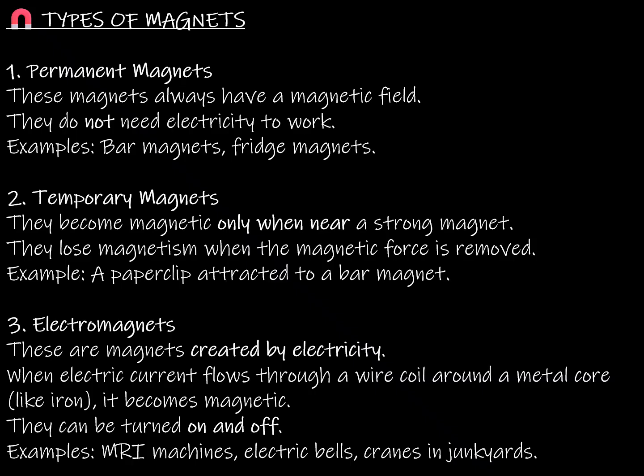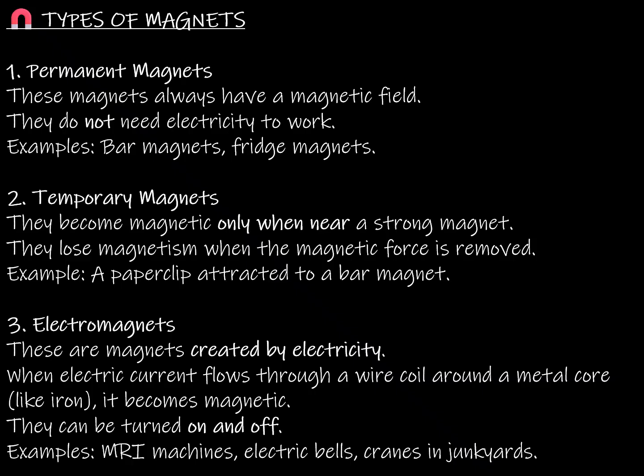Second on the list is a temporary magnet. Here a temporary magnet is made when a magnet comes near another magnet which is very strong. When that magnet is removed, that magnetism is lost. That's how it is. So the temporary magnet is made when a strong magnet is brought closer to it. When that strong magnet is removed, it's no longer magnetized.